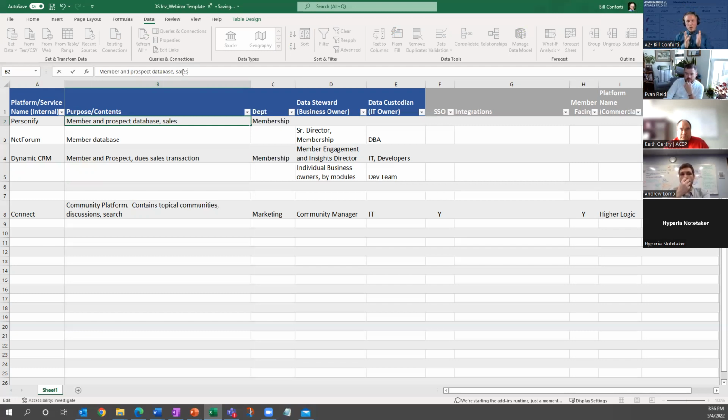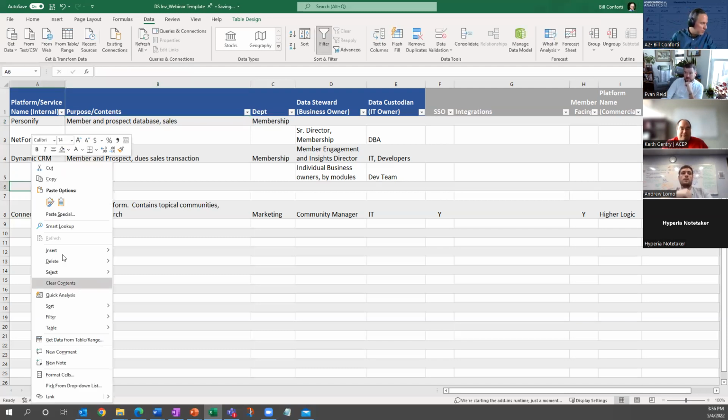I'll start with Evan. So aside from AMS, what do you think is the next richest source of data? Like if you were doing an inventory and you only had an hour to make it, what would be next on your list? Probably our email platform or learning management system. Pretty high on my list.